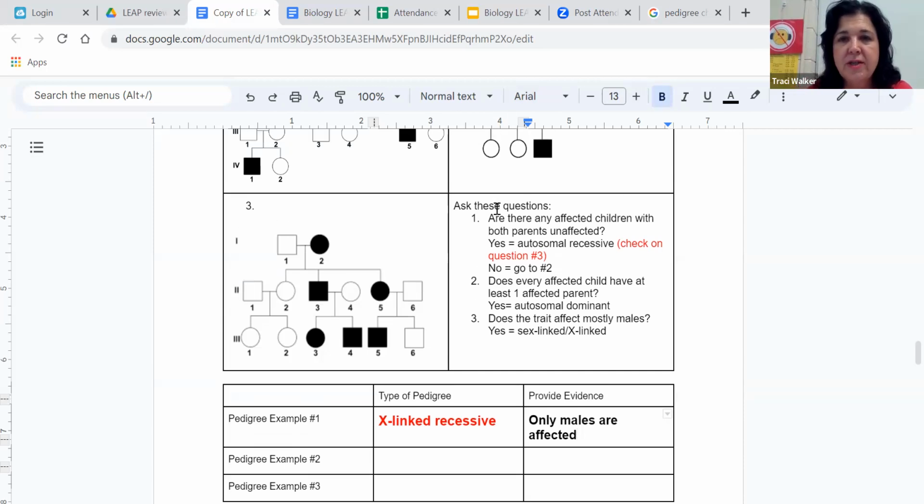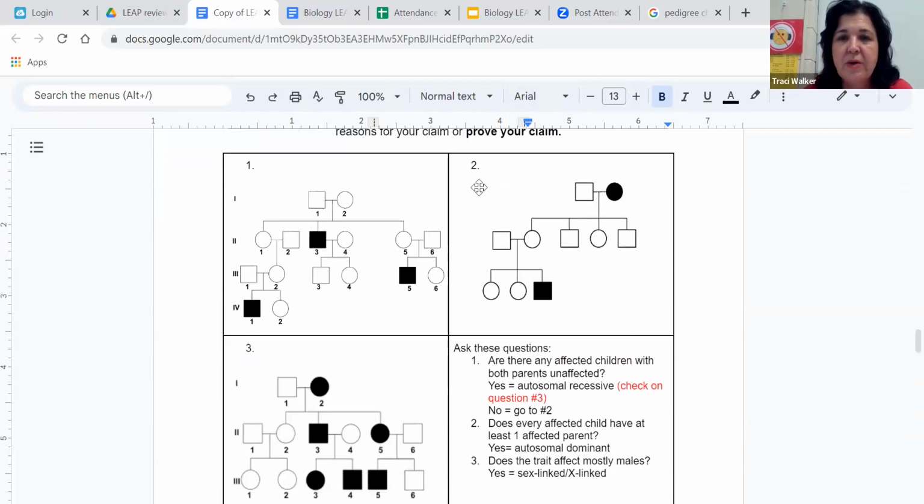Okay, now let's look at this next one. So this next one, I'm going to ask my first question. Are there any affected children with both parents unaffected? So here I see that there is a male that is affected and neither of his parents are affected. So my answer to this question is yes. So now I need to check on number 3. Does the trait affect mostly males? Well, I've got a male affected and a female affected, so it's 50-50. And so that means it is not X-linked. So it is autosomal recessive.